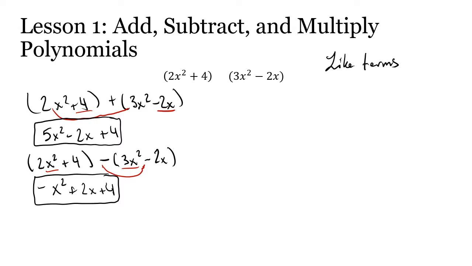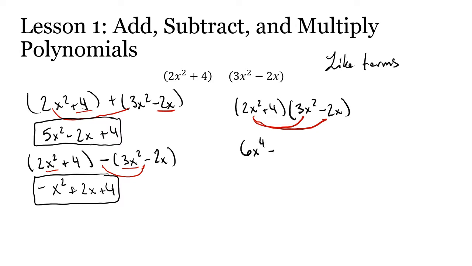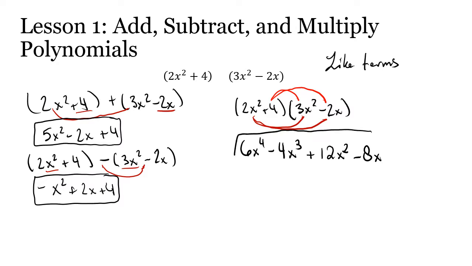And then what if I multiply? Well, when I multiply, I'm going to have to do some foiling here. 2x squared plus 4 times 3x squared minus 2x. Let's factor this out. 2x squared times 3x squared gives us 6x to the 4th, and 2x squared times negative 2x gives minus 4x cubed. And then I do the same thing, 4 times this, and 4 times that. So that's going to give me 12x squared minus 8x. And that's going to be my final answer.